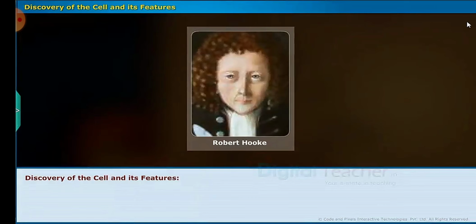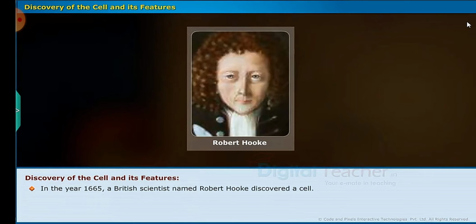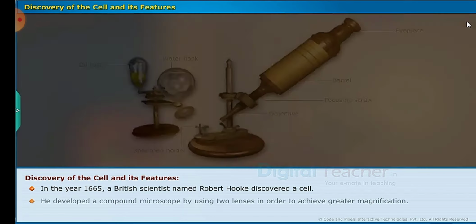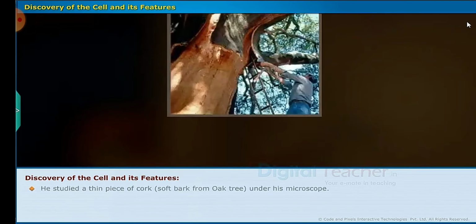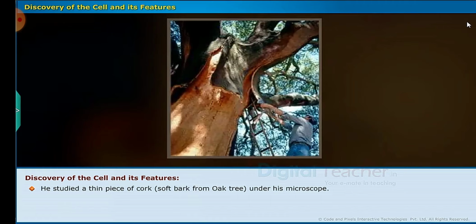Discovery of the cell. In the year 1665, a British scientist named Robert Hooke discovered a cell. He developed a compound microscope by using two lenses in order to achieve greater magnification. He studied a thin piece of cork, soft bark from oak tree, under his microscope.